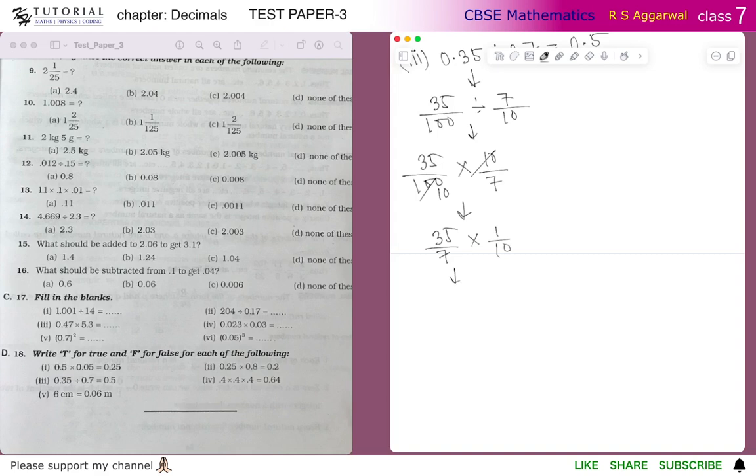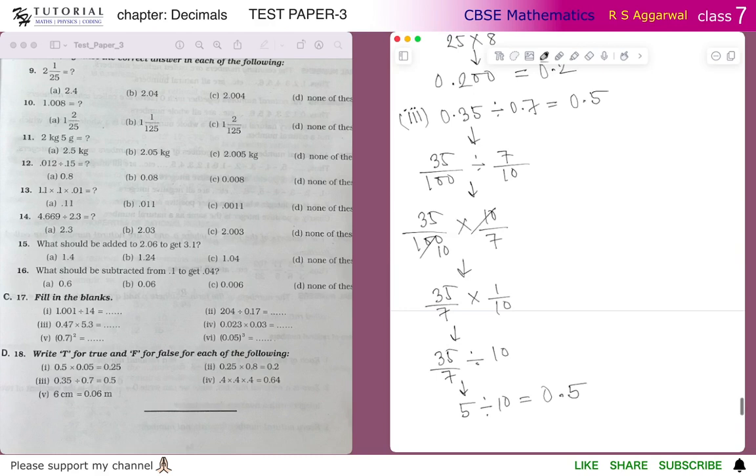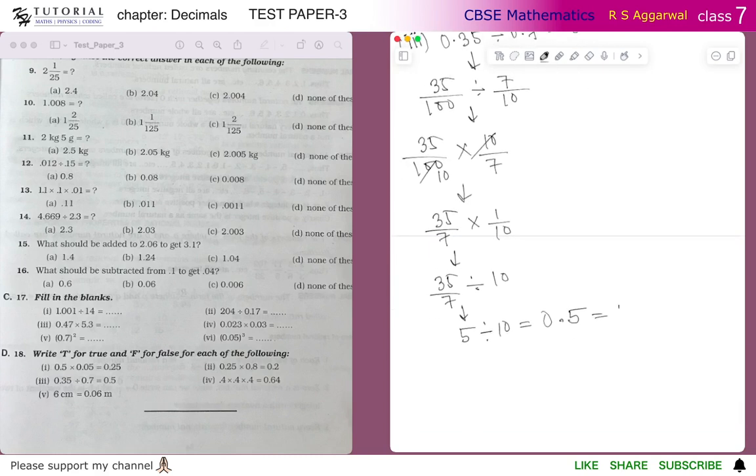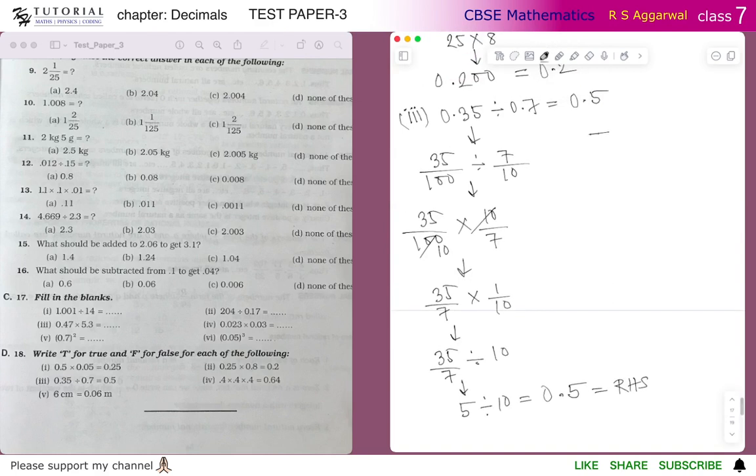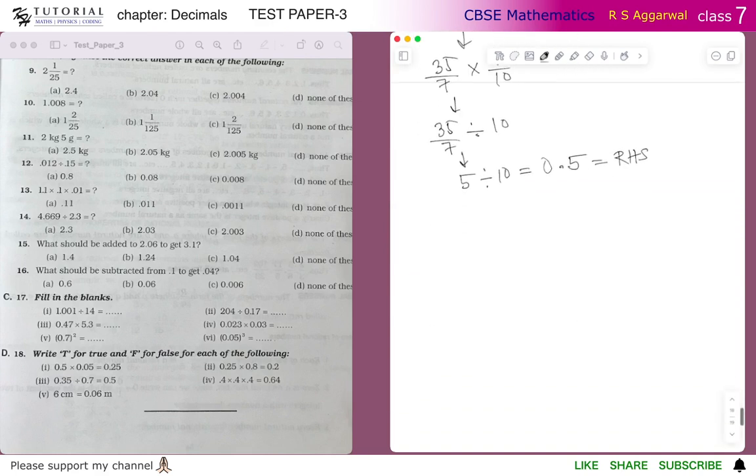This is 35 by 7 divided by 10. Now this is 5 divided by 10. This is 0.5, and the right hand side is given as 0.4. So this is not equal to the right hand side, and this is a false statement.